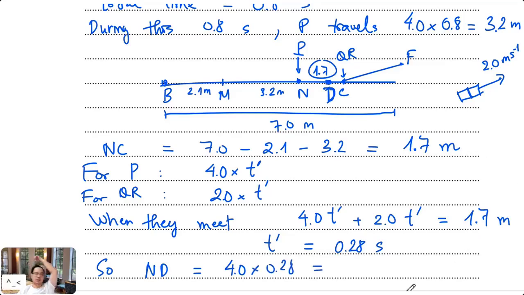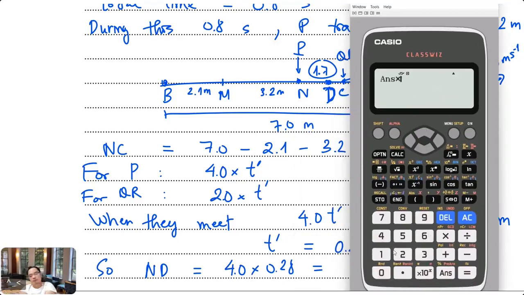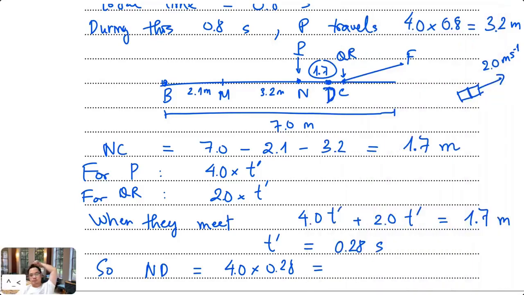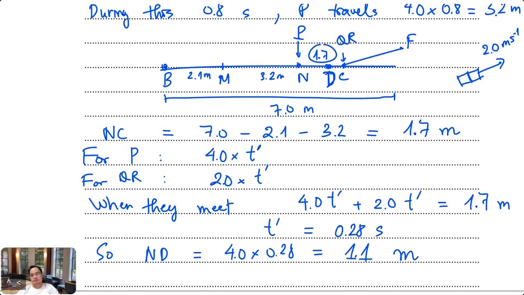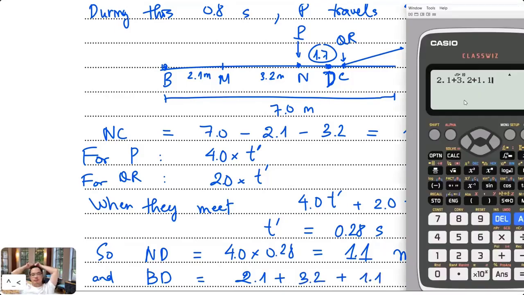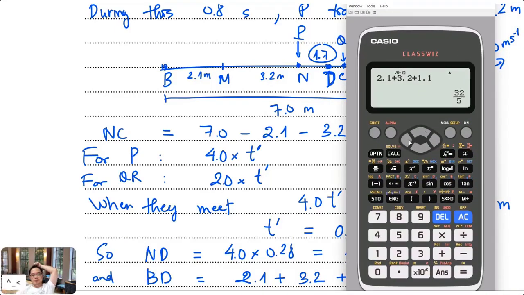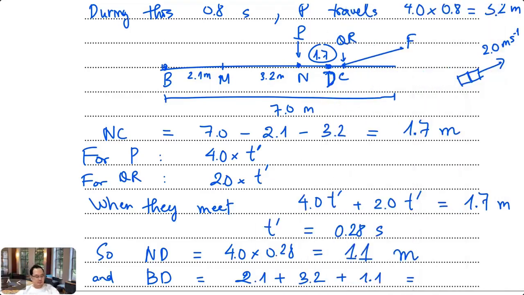So the distance ND will be 4 times 0.28. Take this value, do not round it. Multiply with 4, we have the distance ND, which is 1.13 meter, 1.1 meter. I round only one time here. And lastly, we conclude the distance DB, which is what we need to find. The final conclusion: BD will be 2.1 meter plus 3.2 meter plus 1.1, which is 6.4 meter. This is the final answer, 6.4.